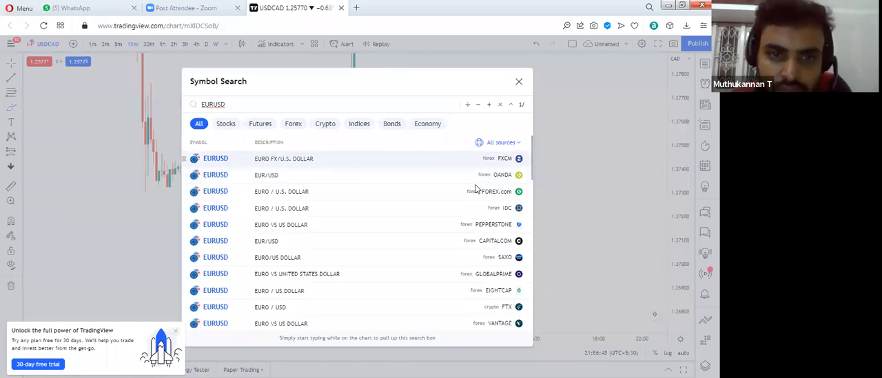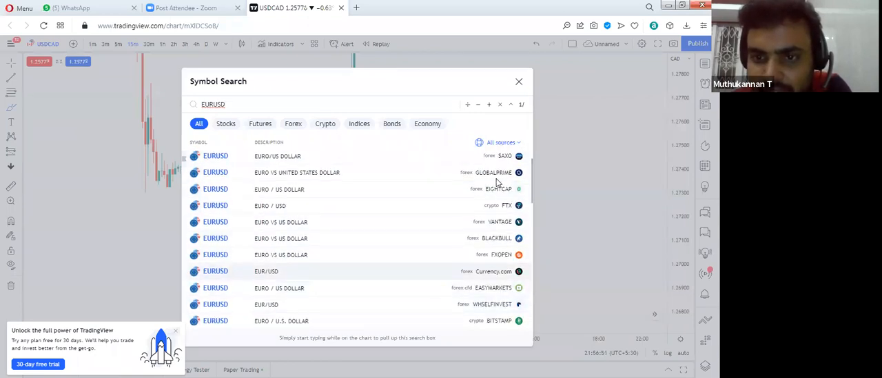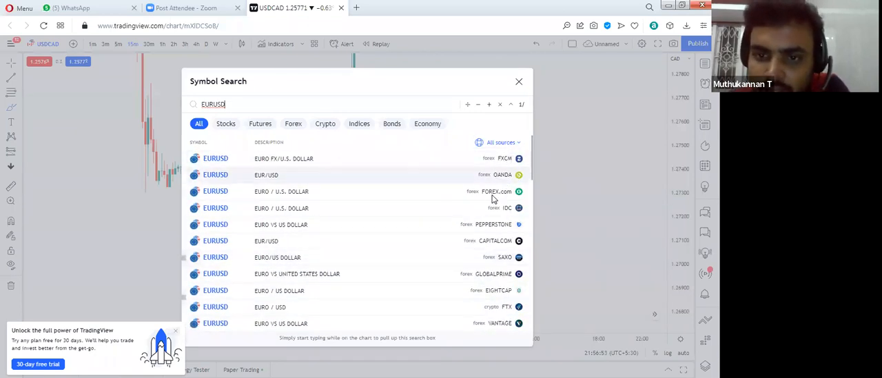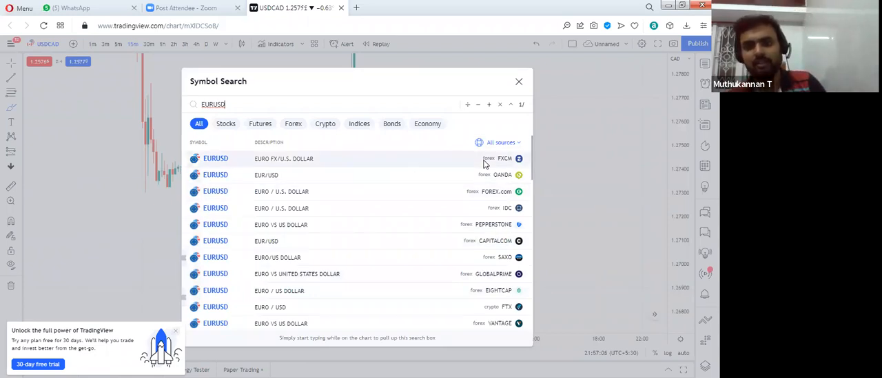On TradingView we have so many sources here, but my personal preference is these three: FXCM, Oanda, Forex.com, and sometimes I use IDC also. Capital.com and Saxo are also good, but there will be a minor difference with these charts. These three are the ones standardly followed by most traders in the world.